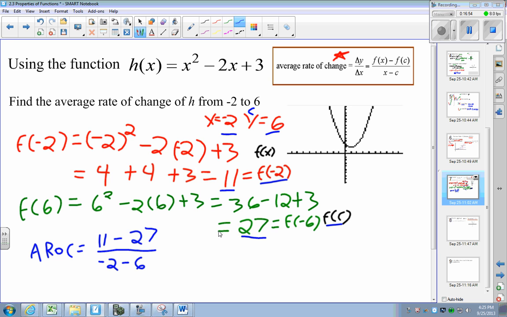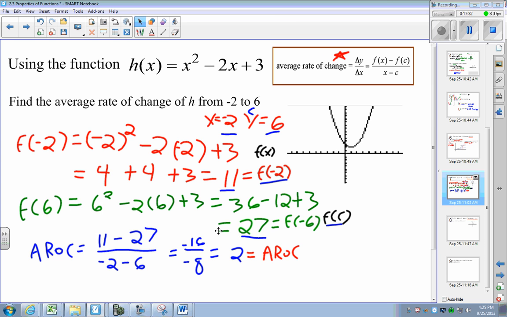Okay, so now, just like solving our slope, this is just going to be equal to -16 over -8. Oh, nope. I'm sorry. That's right. So this will be equal to 2. And so 2 is equal to our average rate of change between our points -2 and 6. This is equal to our average rate of change.